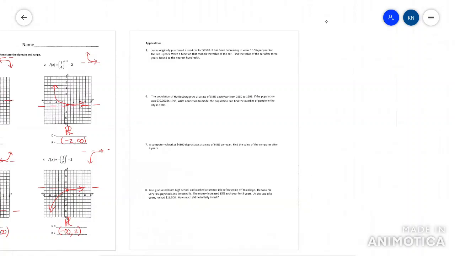Now, applying these exponential functions, you need to use this equation, where A is your start amount, R is your rate, T is time, and f of x is final amount. All right, so if they tell you they originally purchased a car for $6,500, that's going to be your A value. So this equation would look like this. Your starting amount was $6,500.